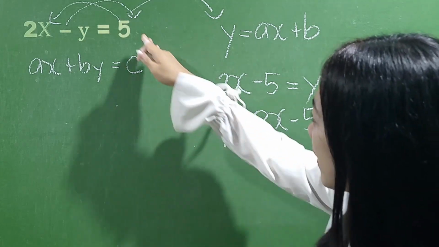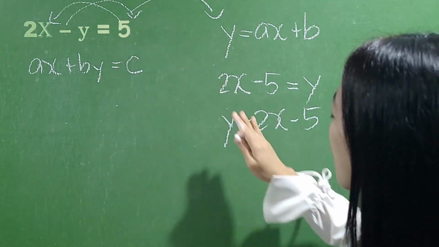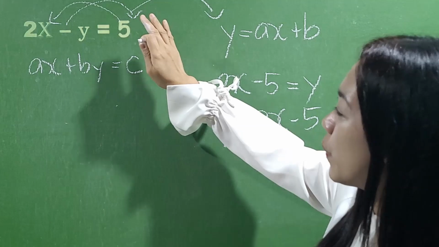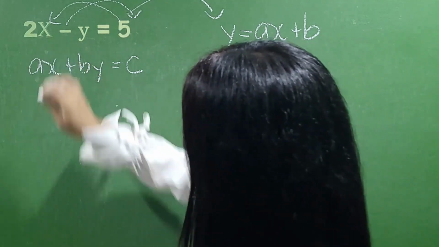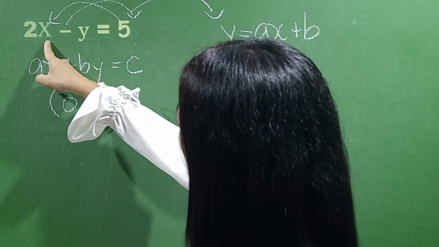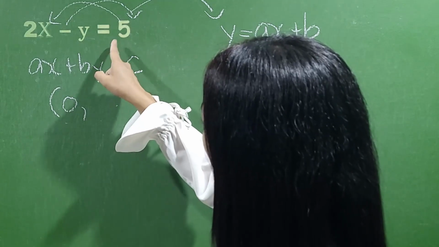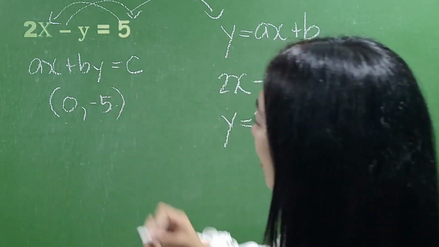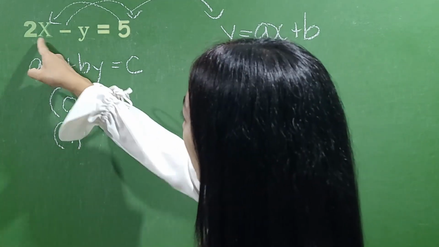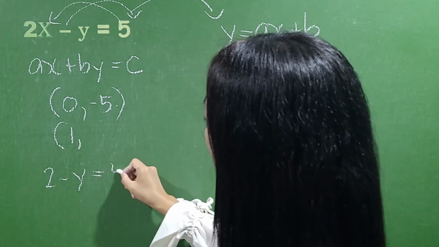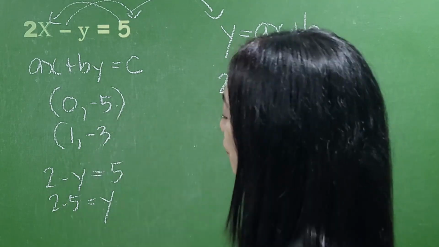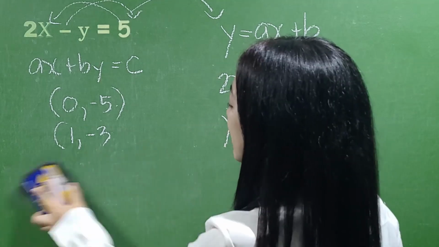Let's prove that the graph of this standard form and the slope-intercept form are just the same. In order to graph, we need at least 2 points. Let's say the value of x is 0. So 2 times 0 is 0. So negative y is equal to 5. So that means y is negative 5. What about if x is 1? If x is 1, then this is 2 minus y is equal to 5. So 2 minus 5 is equal to y. So y is negative 3. So if x is 1, y is negative 3.